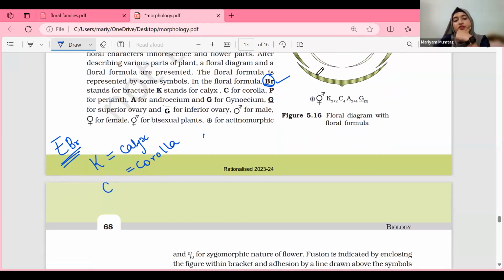There is another term which is P, and P is for perianth. This thing you have to remember, you have to learn. Everything you have to learn, but this thing especially. So P is for perianth. Then you write A is for androecium. And you write G is for gynoecium.